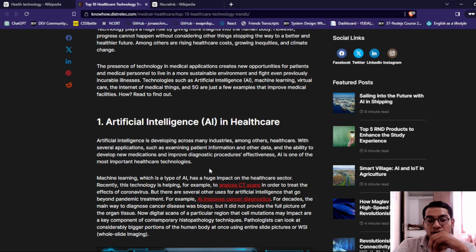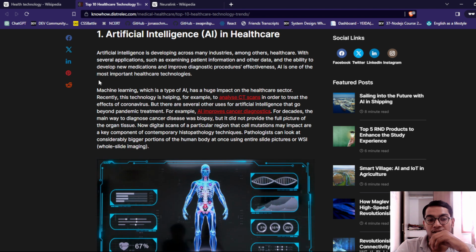Artificial intelligence is used in many industries, among them healthcare, with several applications such as examining patient information or data, the ability to develop new medication, and improving diagnostics. Machine learning, which is a type of AI, has a huge impact on the healthcare sector. Recently, the technology has been helping, for example, analyze CT scans in order to treat the effects of coronavirus. But there are several other uses of artificial intelligence that can go beyond the pandemic treatment.